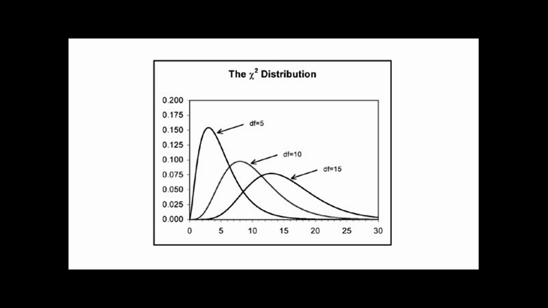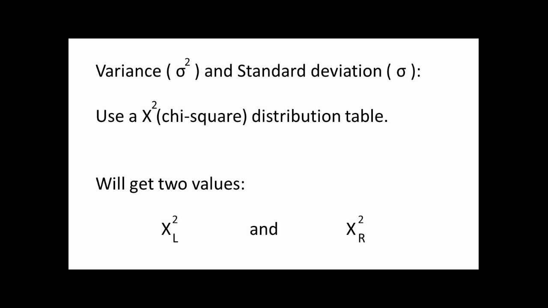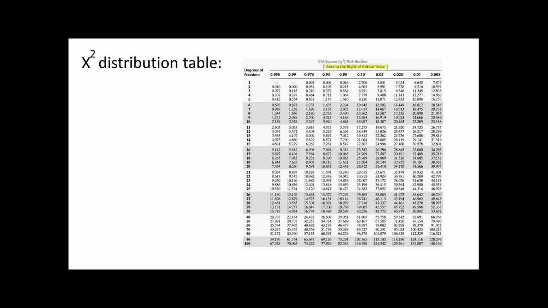The chi-squared distribution is really a family of curves, one for each value of degrees of freedom. Note, these distributions are not symmetric. They are right-tailed skewed, though they get more symmetric for higher values of n. Because it is not symmetric, in these problems, we need to get two values from the chi-square table, called chi-L squared and chi-R squared. And unlike a z-table, when we use a chi-square table, we are looking up areas to the right.